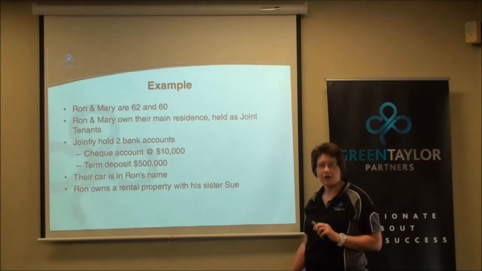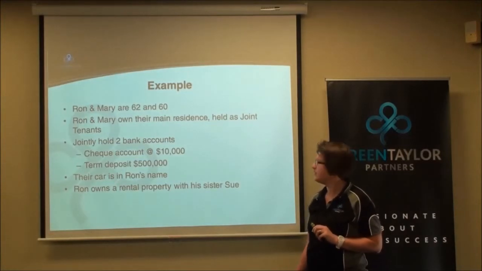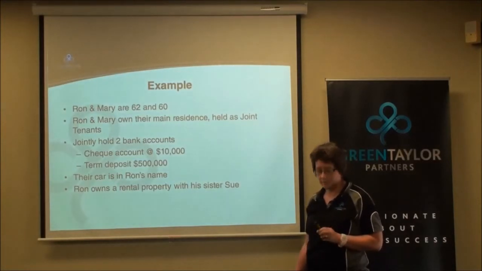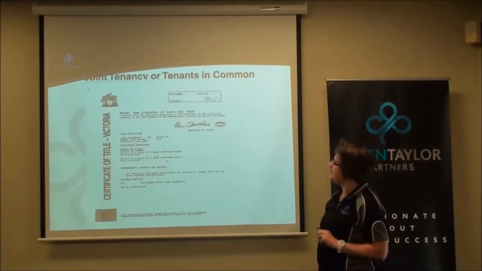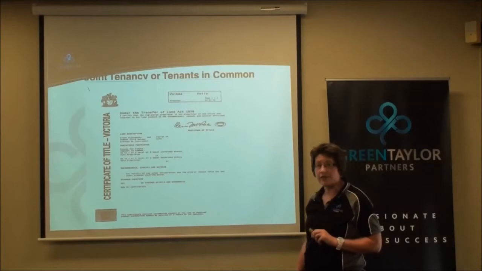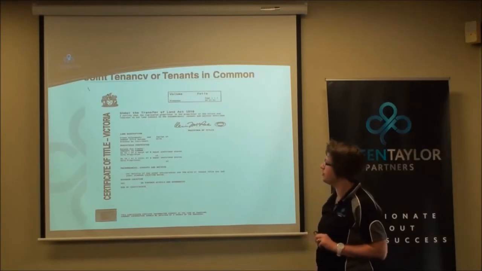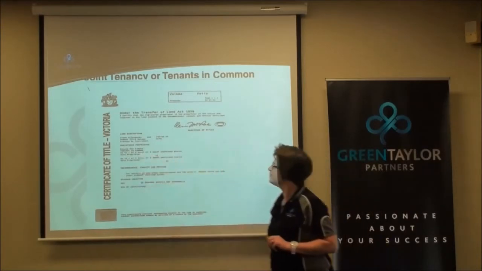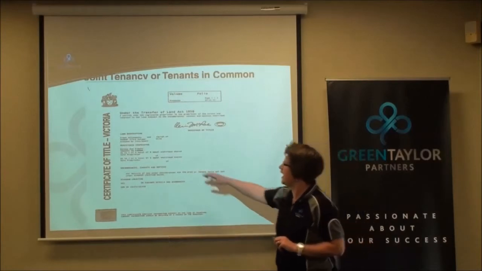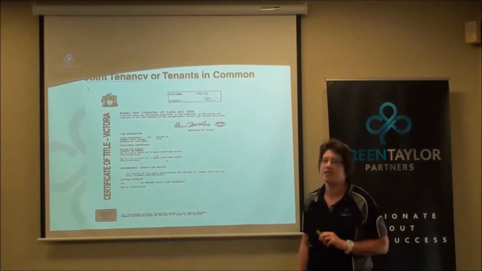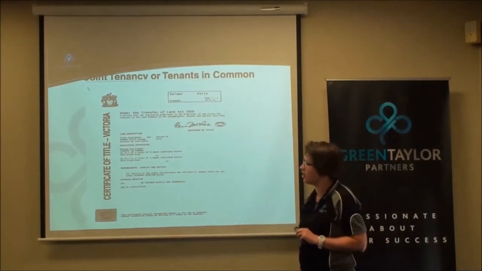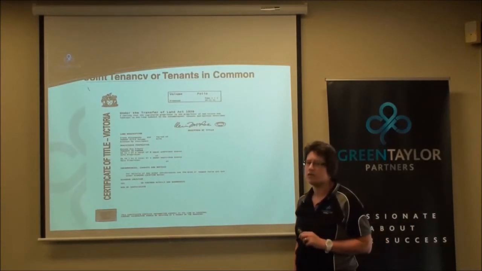The question is, how do you know if it is joint tenants or tenants in common? Refer to the title. This is a common title held here in Victoria, and it refers to tenants in common. And this one in particular says 1/8 of equal undivided shares as to 7/8 of equal and undivided shares. So that's an example of a title, and that shows you whether it's tenants in common or joint tenancy.